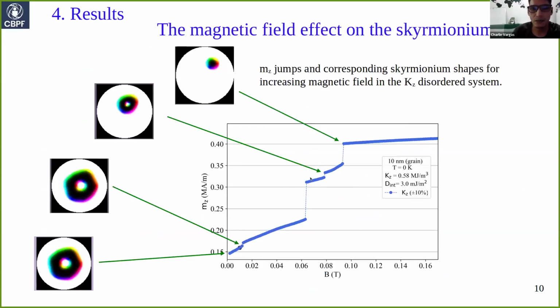In this slide, you can see more clearly how the skyrmionium evolves when increasing the magnetic field. And the Barkhausen jumps here are due to the pinning effect of the domain walls.